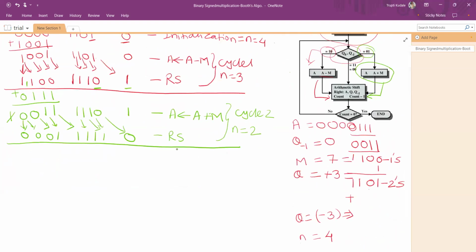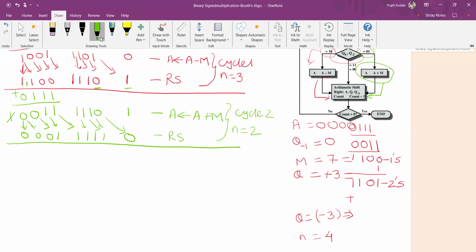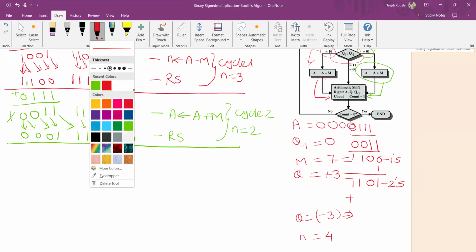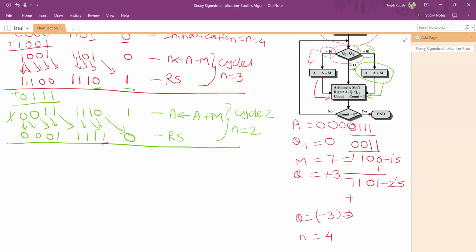Now, third cycle. Again, n is 2. It is not equal to 0. So again, I will repeat the same step. So I will again check my Q0 bit and Q minus 1 bit. Okay. So I will check. So Q0 bit and Q minus 1 bit is now 1, 0. So if it is 1, 0, again, I need to perform A minus M.